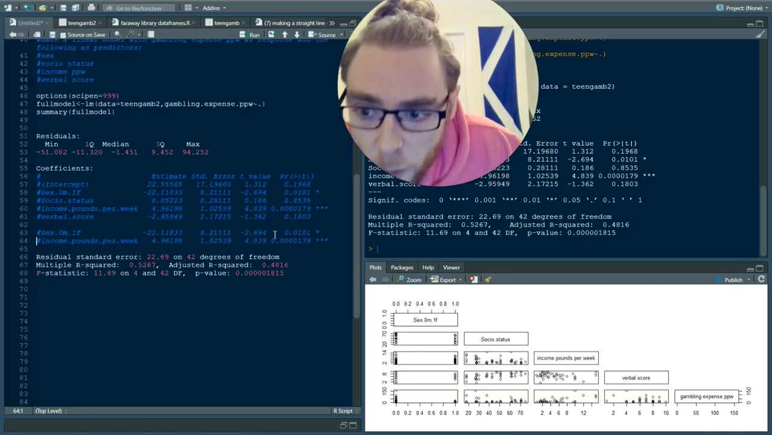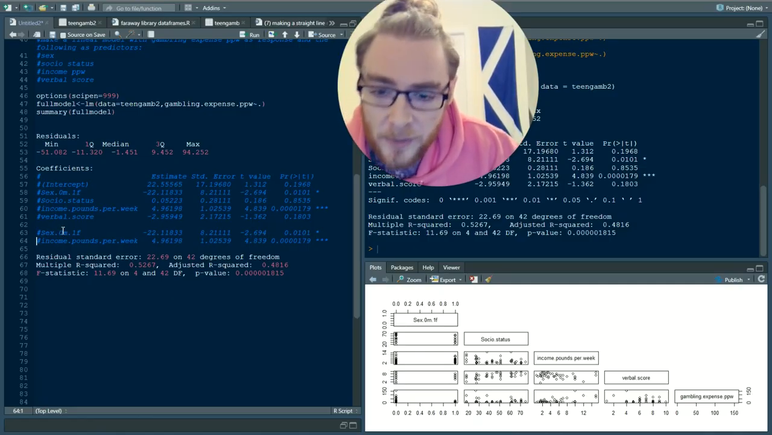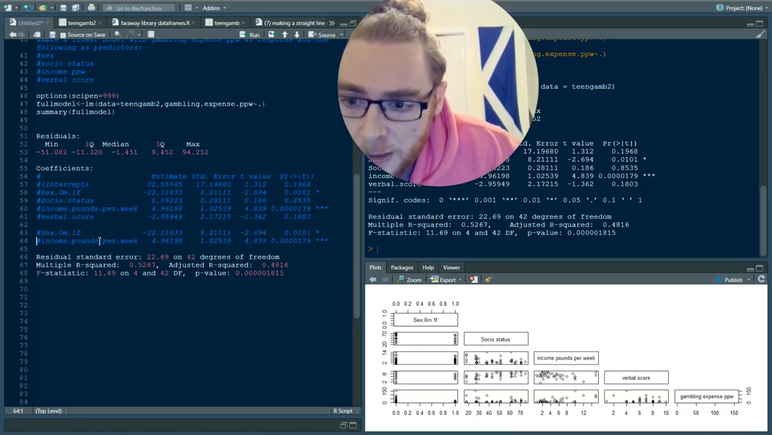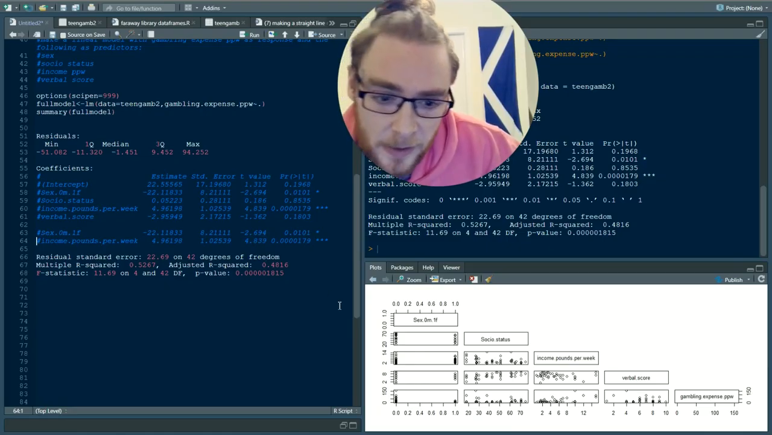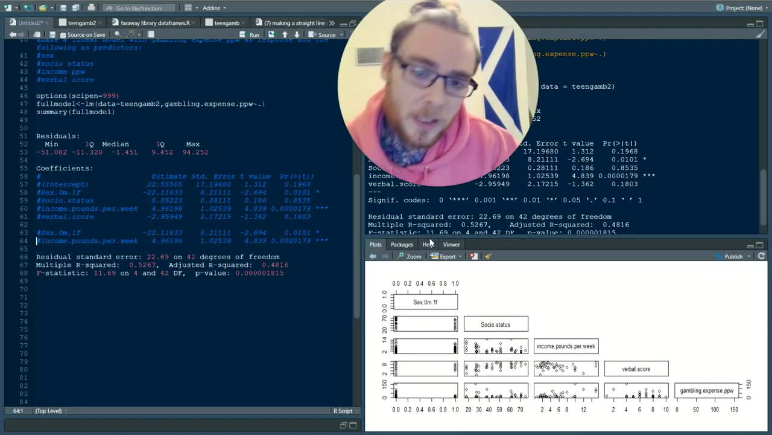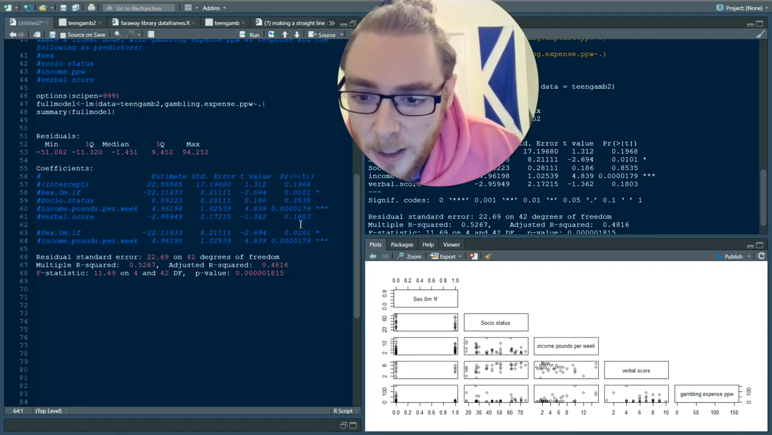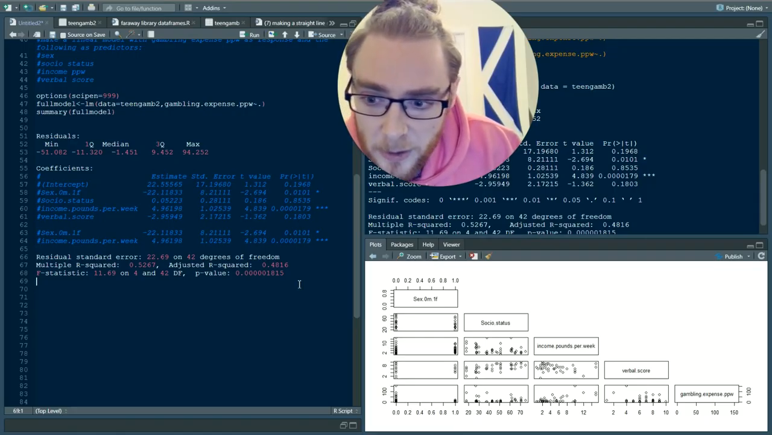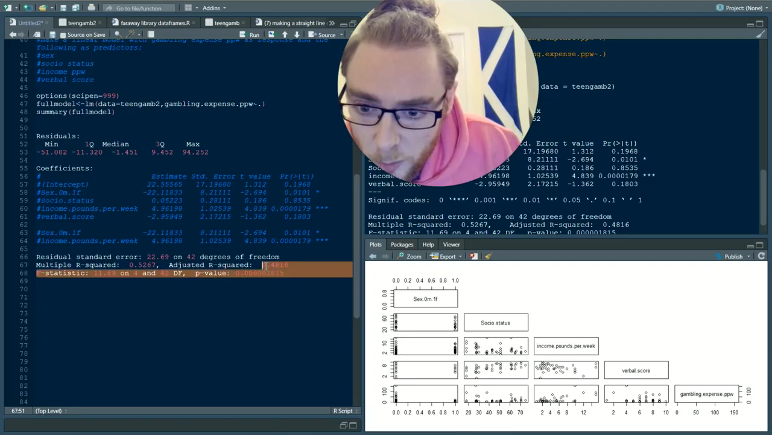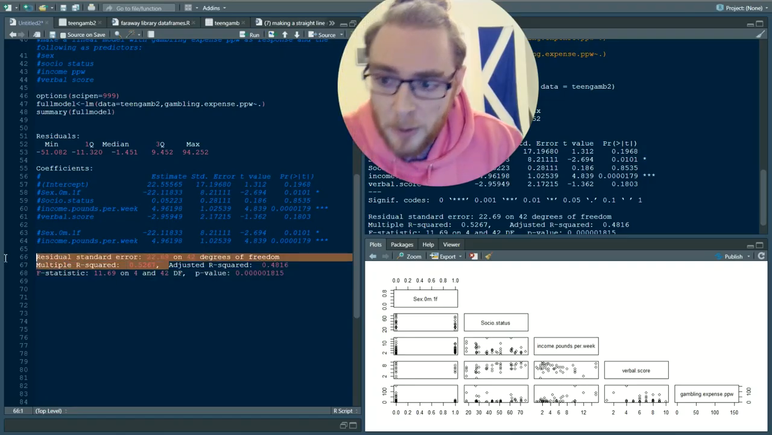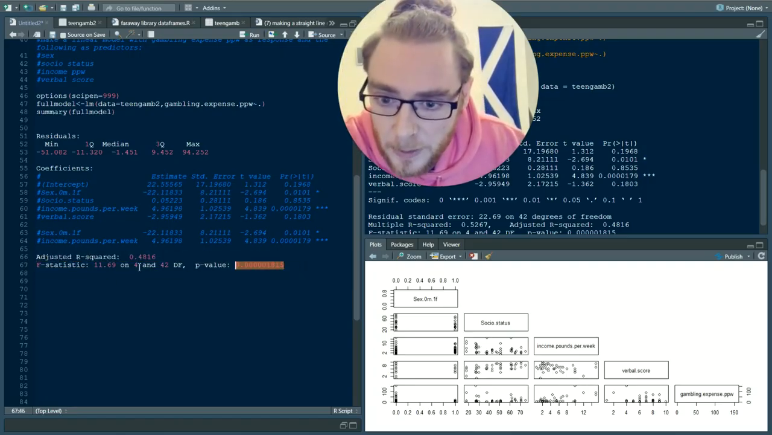Okay, so sex is significant. Income pounds per week is significant. These seem to be the 2 most important predictors in the model. The rest potentially could get deleted. This is where we will mention a little bit about r squared.